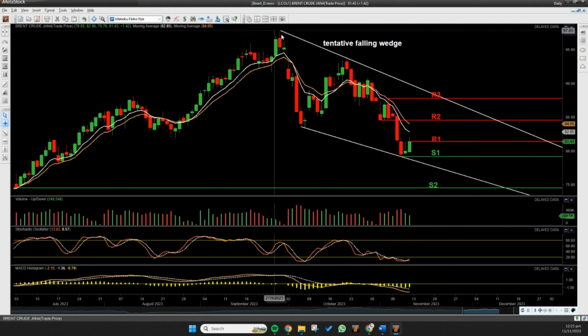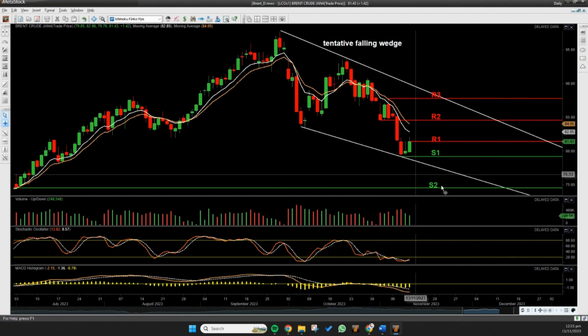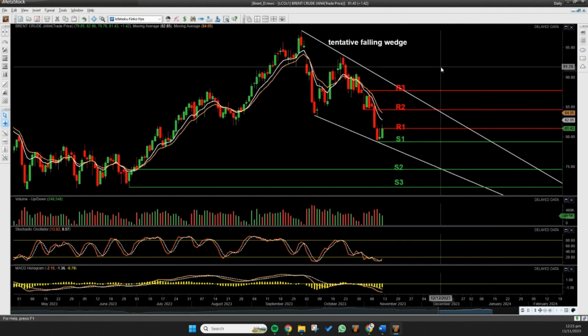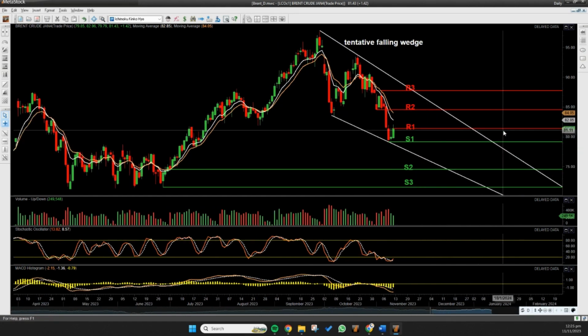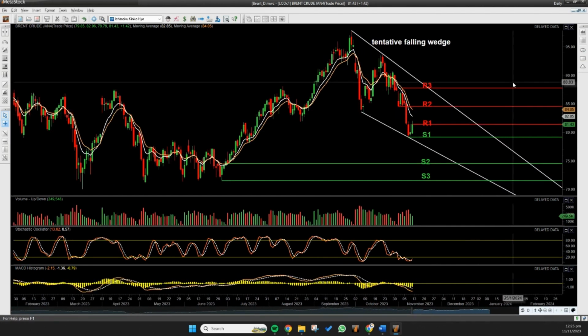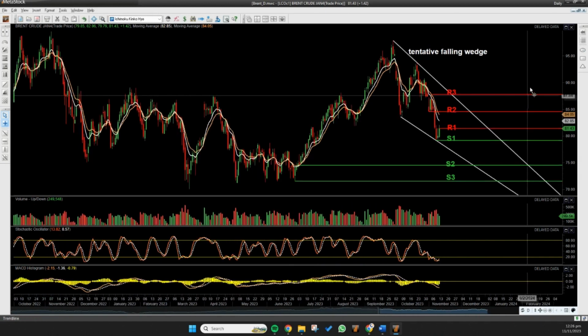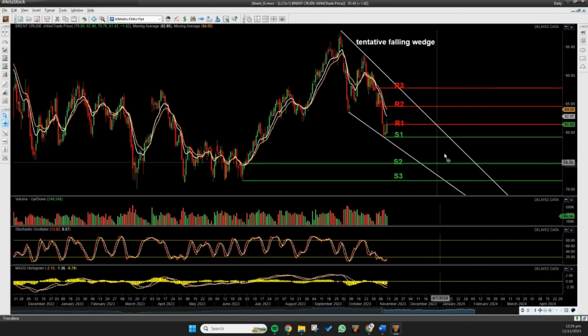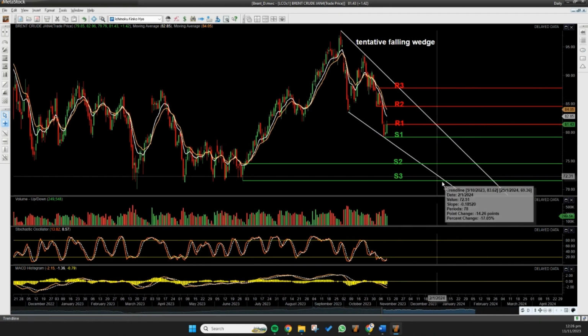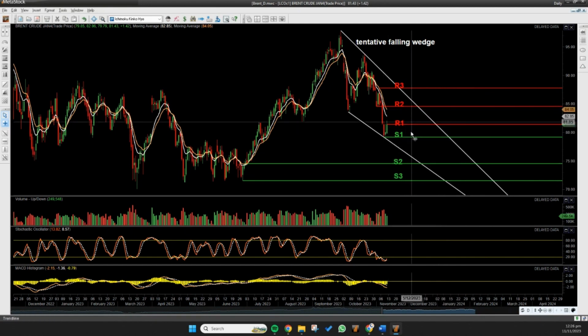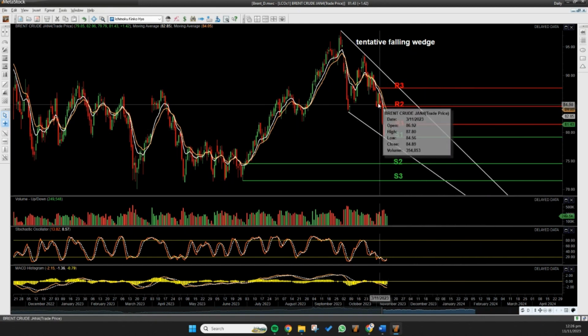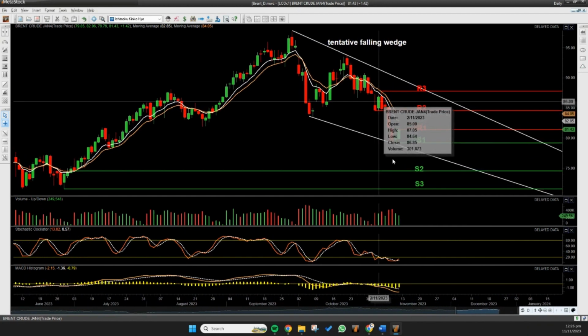So we can see that we have drawn in a new tentative falling wedge, and ultimately falling wedges are resolved to the upside, usually two-thirds into the apex of the pattern, which would be probably somewhere around here in this area. So we still got some swings to go. Okay, so what are the tools doing?